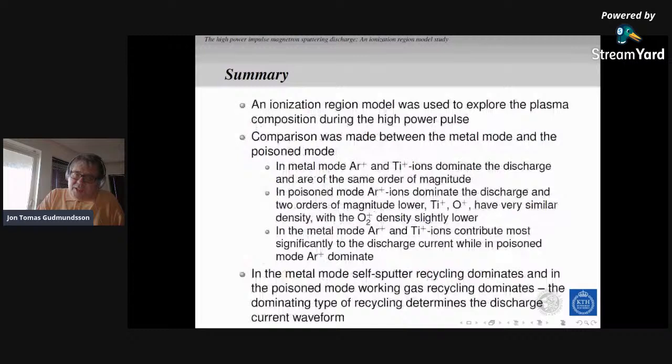And we also see that when we operate reactive sputtering in metal mode, in this case with a titanium target, argon plus and titanium plus ions dominate and are of the same order of magnitude, while in the poisoned mode, argon ions dominate the discharge and have a much higher order of magnitude than other ions in the system. So in metal mode, self-sputter recycling dominates, and in the poisoned mode, working gas recycling dominates. I am trying to show you that this shows up in the discharge current waveform.